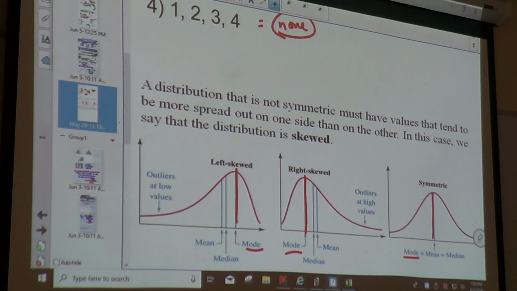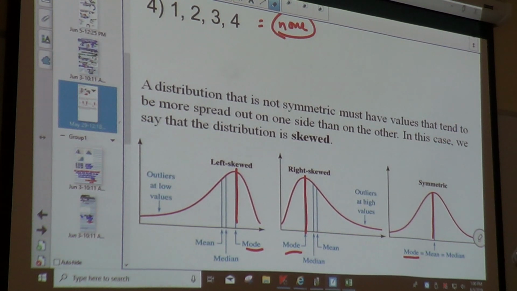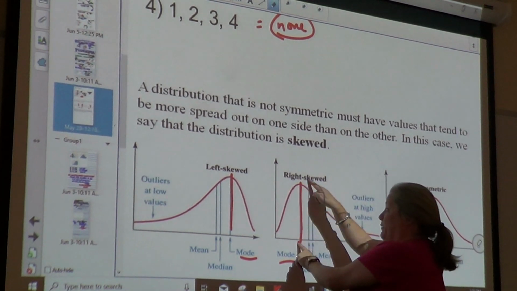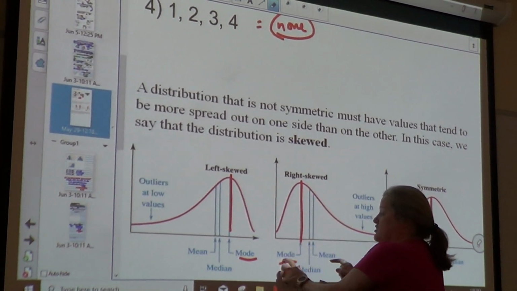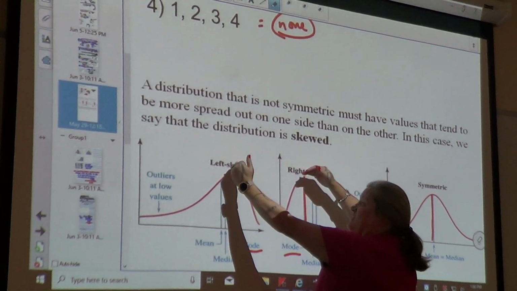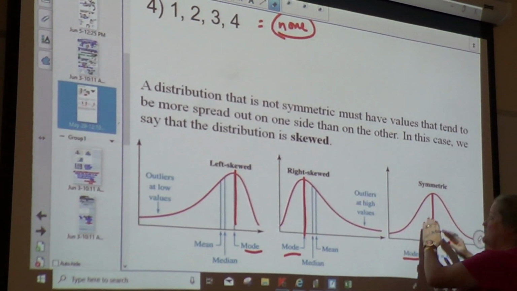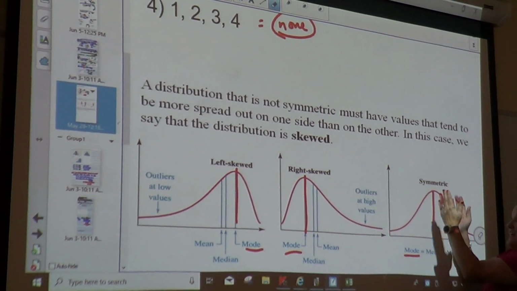Because, y'all, what does mode mean? The most. And the hump represents the frequency. Like if we were doing the histogram, the frequency is the height of the bar. So the mode is the biggest bar. So your mode is always going to be where the biggest hump is. Does that make sense? Now, if it's symmetric, your mean, median, and mode are all going to be right there together, localized.